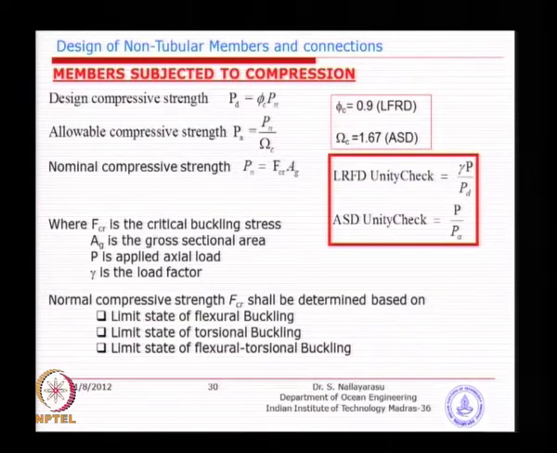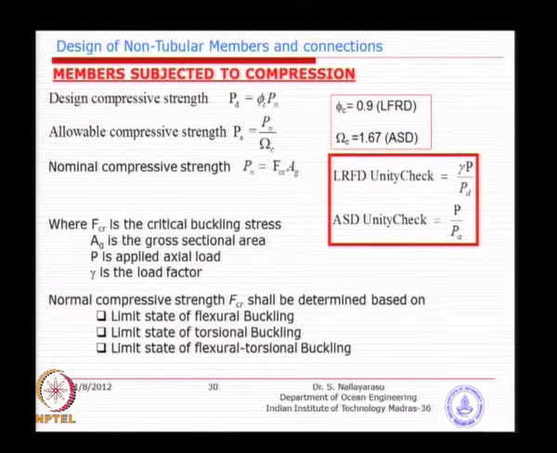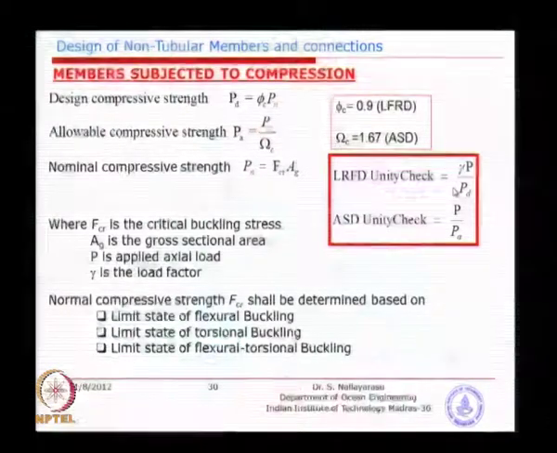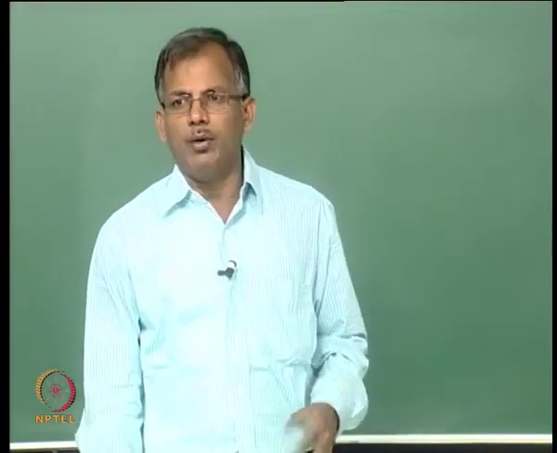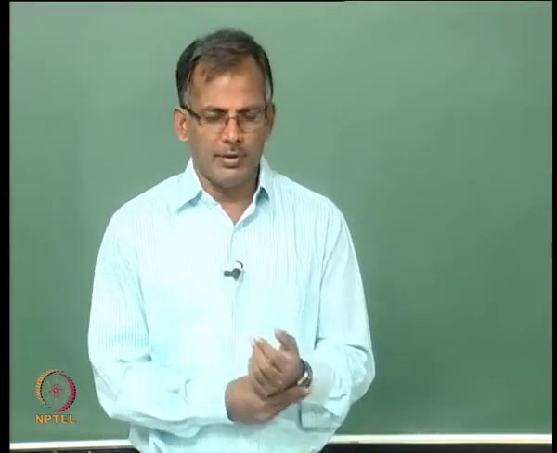Once you find this FCR value, you calculate the nominal strength, which is again area times the buckling stress, and divide by a factor of safety to give the allowable strength, or multiply by the material factor to give the design strength for LRFD and allowable stress. The format is almost similar, the only additional thing is the buckling failures due to insufficient section, or a section that is too long, and different boundary conditions. Again, the unity check is similar: gamma times the load divided by the design strength, or load divided by allowable strength, which is the similar idea as for tension.